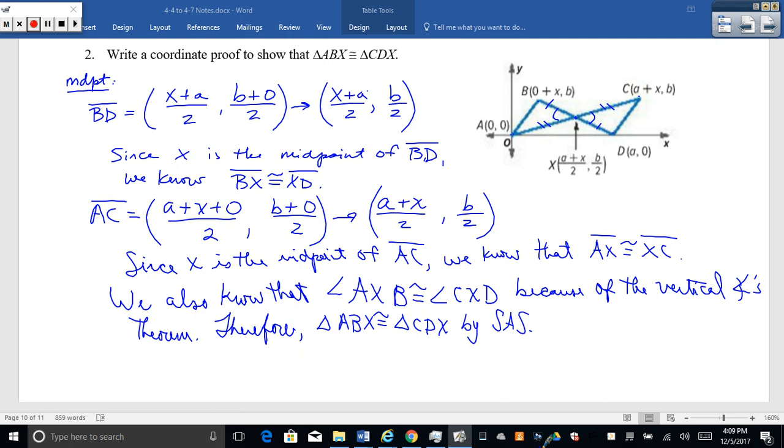Now, you may need the distance formula on some of your homework problems concerning the coordinate proofs. So let me also give you that just to make sure we've got that down. Okay? So I hope that was easy enough to understand.